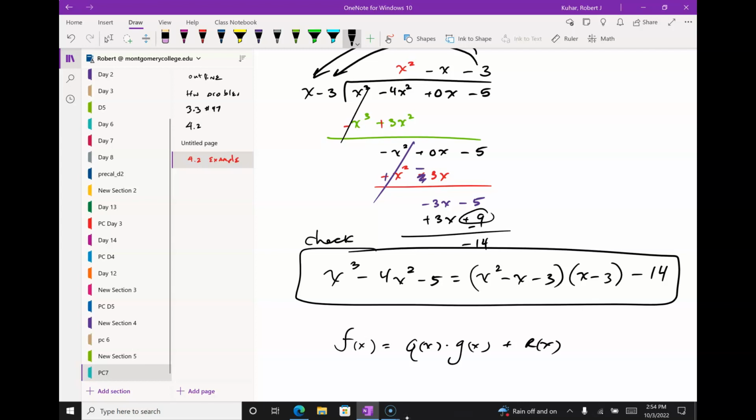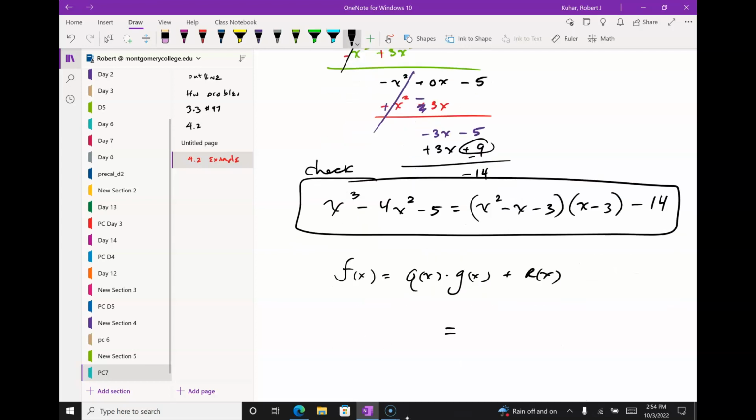I'm only working on which side now? For my check, I'm only working on the right side. You see it? So it's kind of like FOIL, but more than 2 terms, right? More than 2 by 2.